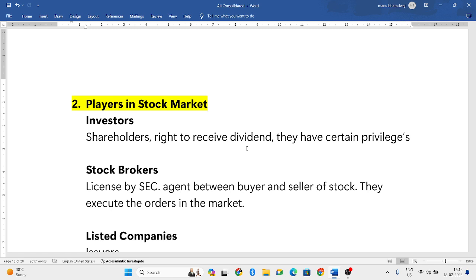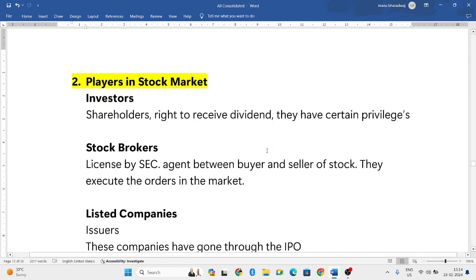Next is stock brokers, the brokers in the secondary market. These brokers must have a license obtained from the SEC, Securities Exchange Commission. They are the agents between the buyer and seller of the stock. On one hand, we have the buyer of the stock. On the other hand, we have the seller of the stock. Between these two people, they act as an agent. They execute the orders in the market. Whatever order the buyer of the shares has given, it is the duty of the brokers to execute these orders in the market.